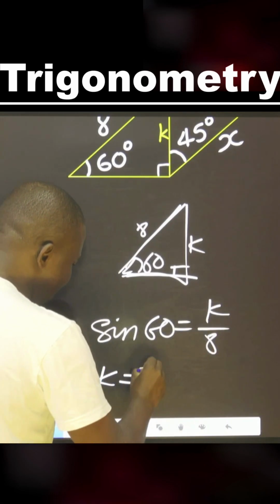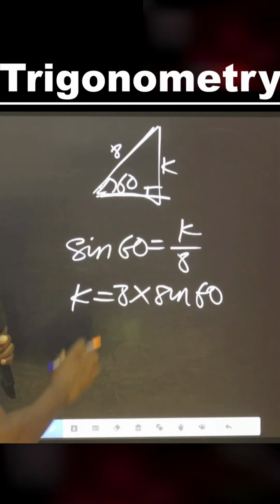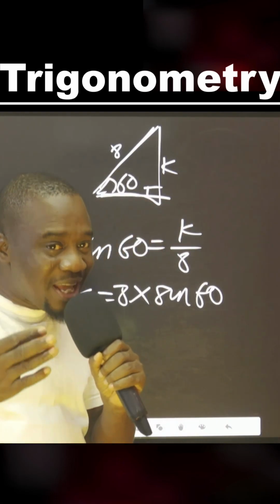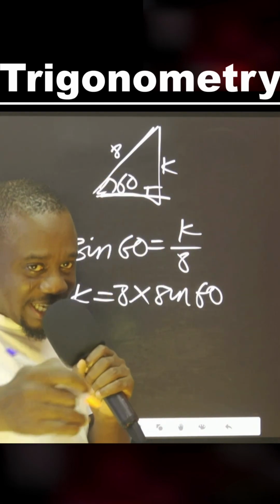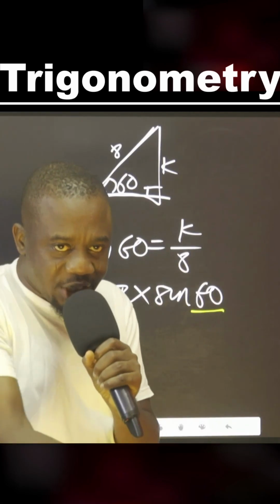K, therefore, is 8 multiplied by sine 60. What is sine 60 to you? 60 is a special angle. See where we are coming from? Something leads to another thing. Another one will lead to another thing. Now we are here, stuck in traffic.